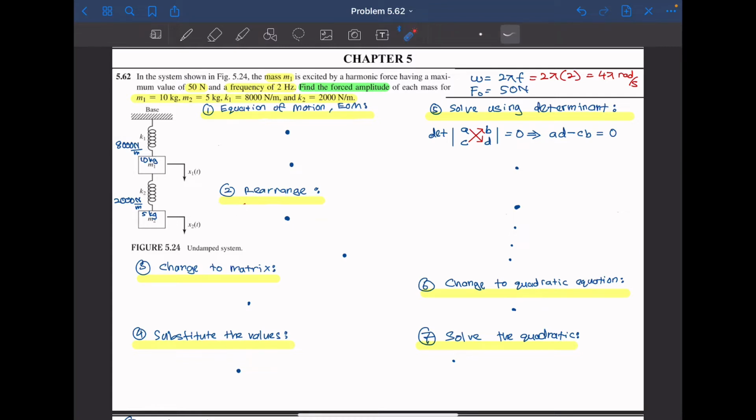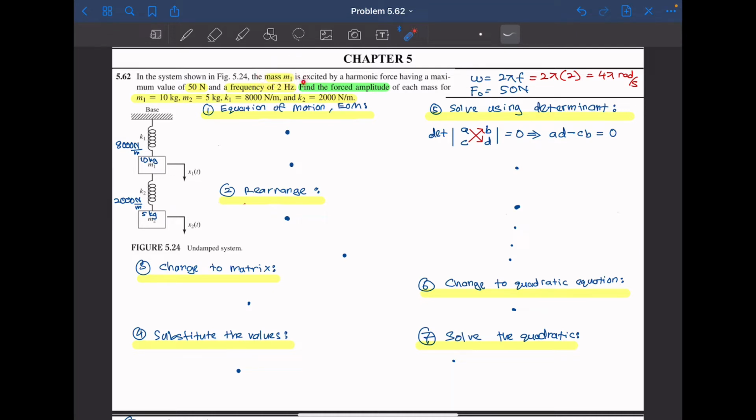So from the given frequency of 2 Hertz, you can find the frequency input. You can find the omega using the formula omega equals 2 pi f, where f is 2 Hertz. So you can find 4 pi radian per second. And the force amplitude is 50 Newton. Remember, the force is only at M1.